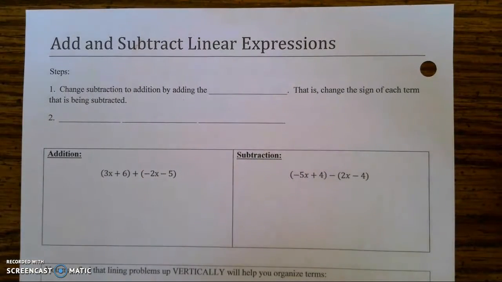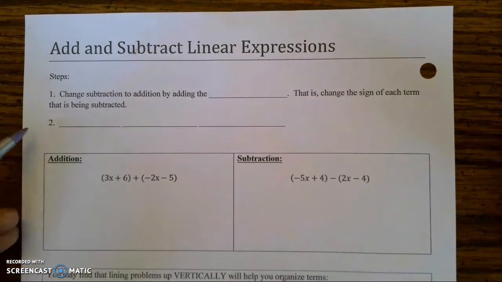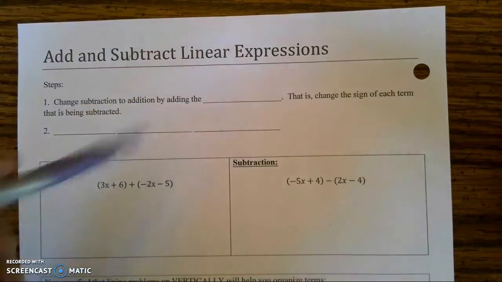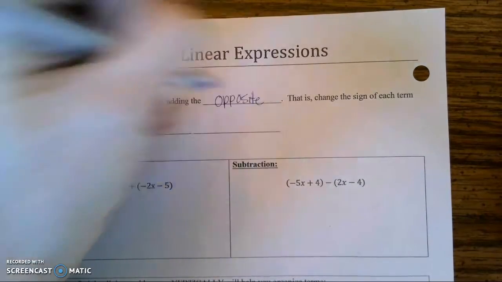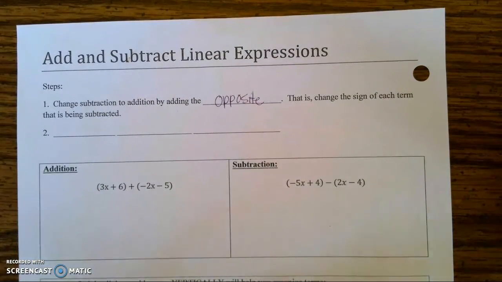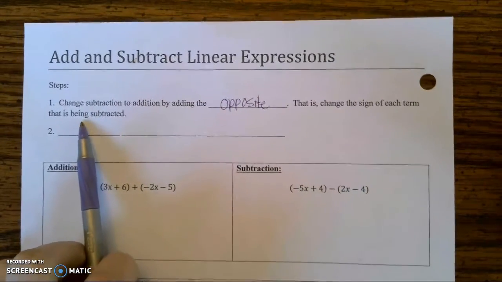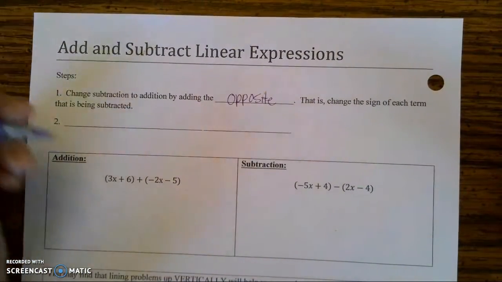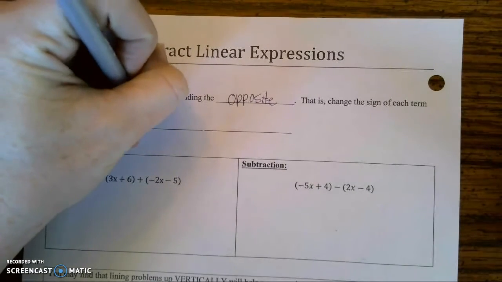Hey guys, today we're going to be talking about adding and subtracting linear expressions. So there's a couple things that we need to note up at the top. It says change subtraction to addition by adding the opposite. So that means that we're changing the sign of each term that is being subtracted. So that only happens when we are subtracting two linear expressions. After we do that, we will combine like terms.